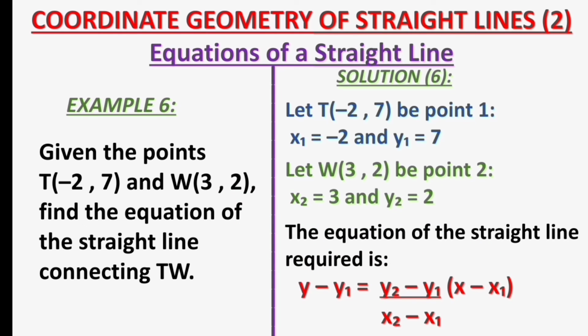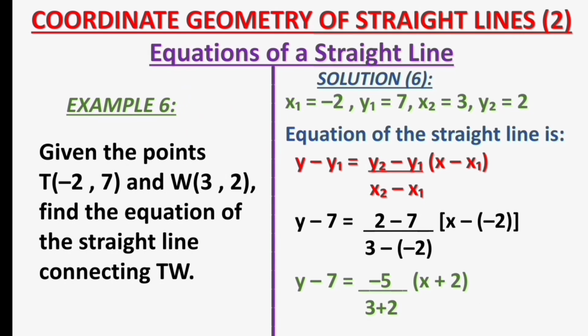The equation of the straight line required here is y minus y1 is equal to y2 minus y1 divided by x2 minus x1 into x minus x1. I hope you got that right. Next, let's substitute our values for x1, y1 and x2, y2 into our equation of a straight line to find the equation of the straight line connecting T and W. Substituting your values, you are going to have y minus 7 is equal to -5 over 3 plus 2 into x plus 2.